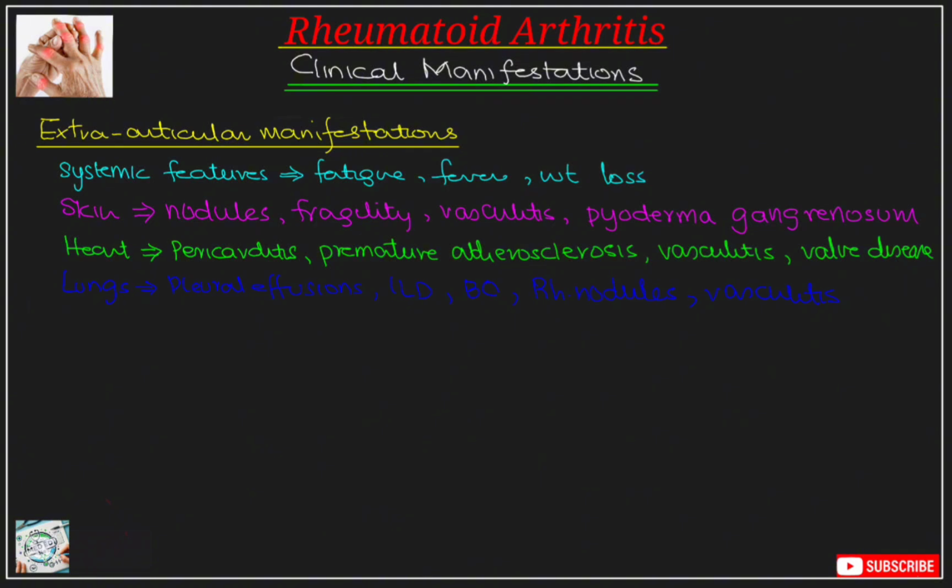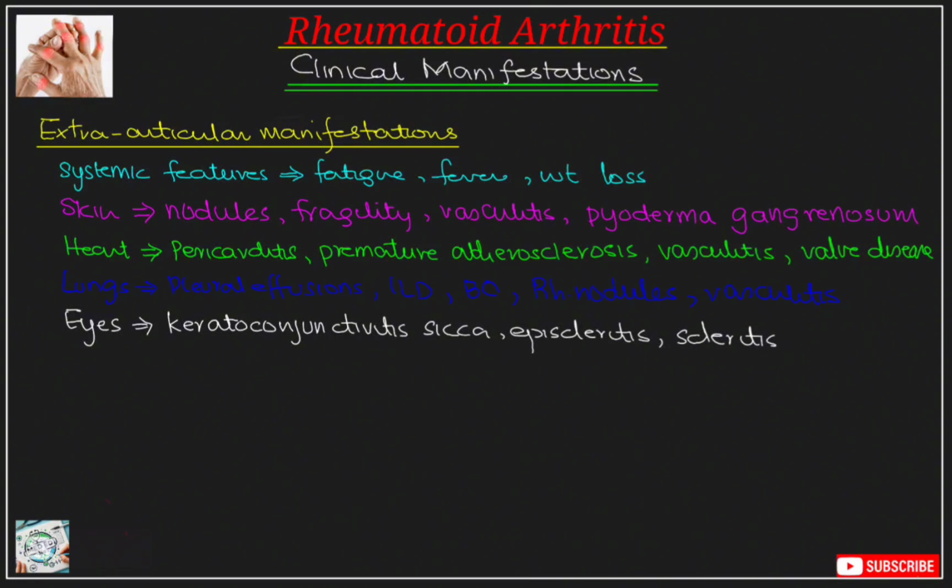The eyes are another area that rheumatoid arthritis can affect. The most common issue is dry eyes caused by secondary Sjogren's syndrome, which is also known as keratoconjunctivitis sicca, where the immune system attacks the tear-producing glands. Beyond dryness, some patients can develop episcleritis and scleritis.